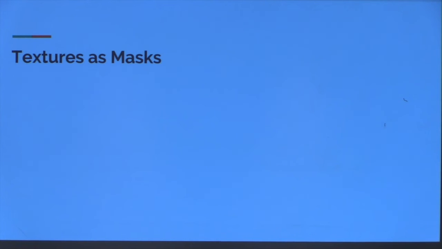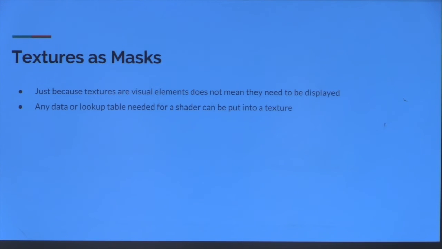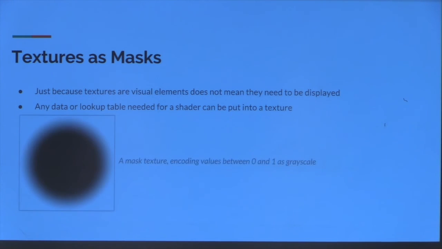So we've seen so far we have a texture that's just a cat texture, and then we've got another texture that's additive, giving us some bubbles to overlay on our texture. But just because you tend to think of textures as visual elements doesn't mean they have to be displayed. You don't actually have to see a texture. We're just going to sample it for a piece of data that we can use in the shader. So any data or lookup table or whatever we want, we can just cram into a texture. For example, we'll take a grayscale texture like this one here, which is all black in the center and eases towards white towards the edges of the object.